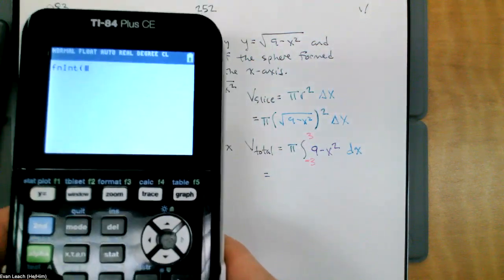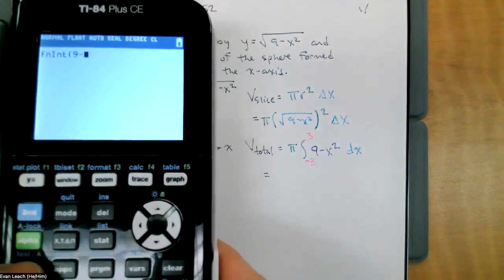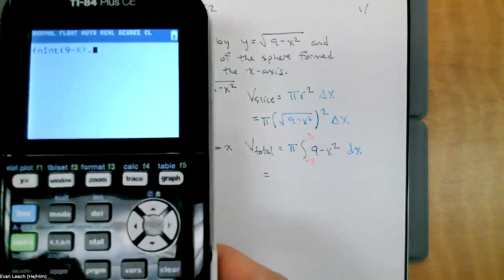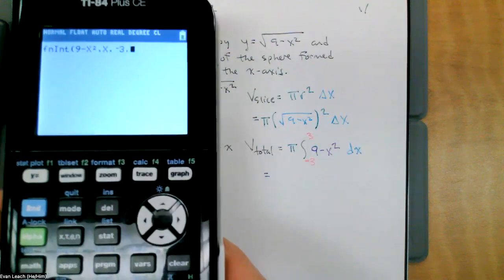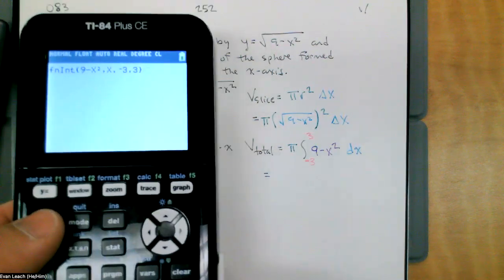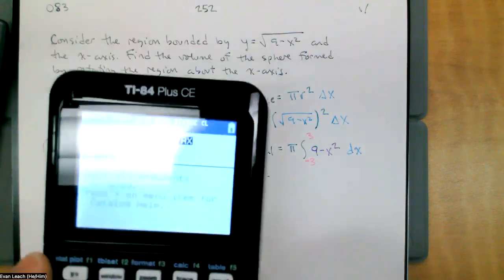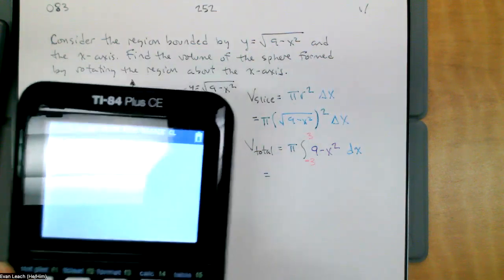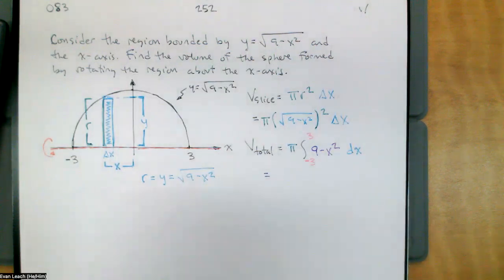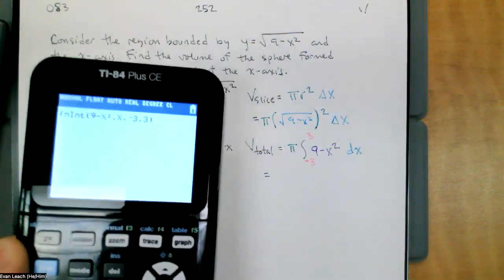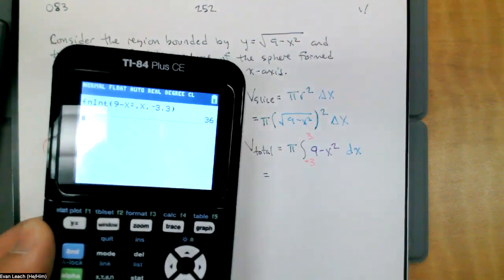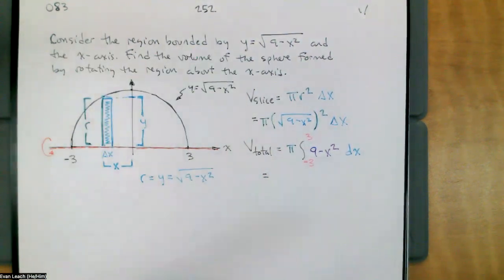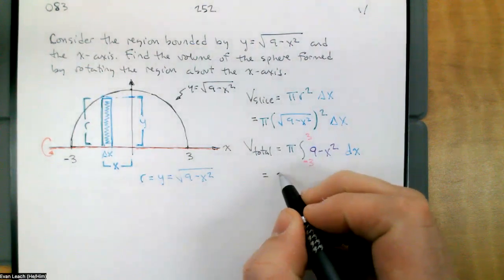We'll integrate 9 minus x squared with respect to x from -3 to 3. I had the wrong parentheses. Must have hit that. And 36. That's the integral part. It gets multiplied by pi. So we get 36 pi, just as we suspected.